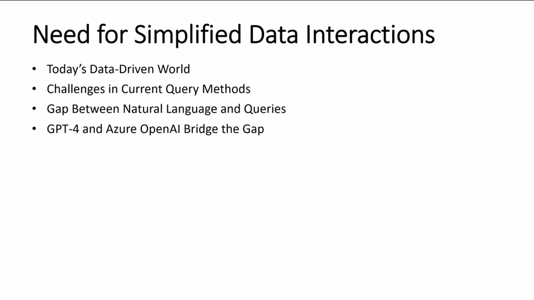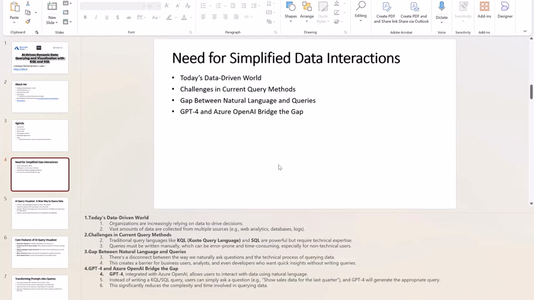Why do we need simplified data interaction? Organizations are increasingly relying on data to drive decisions. It can be sales data, any data you can name. Even in the developer space, we're looking at tasks, defects and stories, and we still need to interact with that data to find out which story contains what. We have a vast amount of data collected from multiple data sources: social, analytics, databases, and log analytics, like logging for the application.